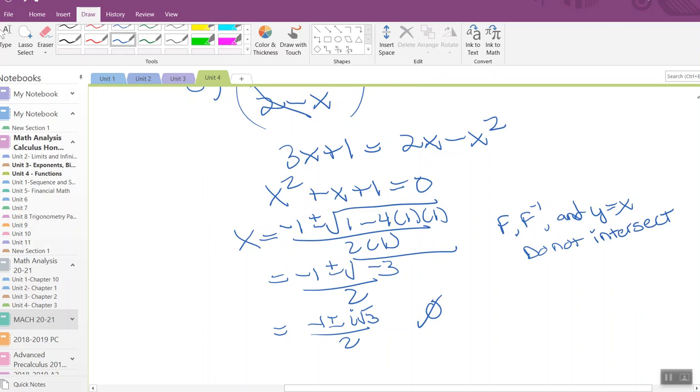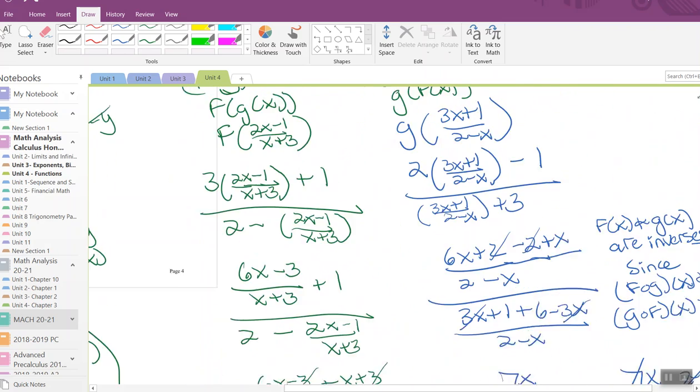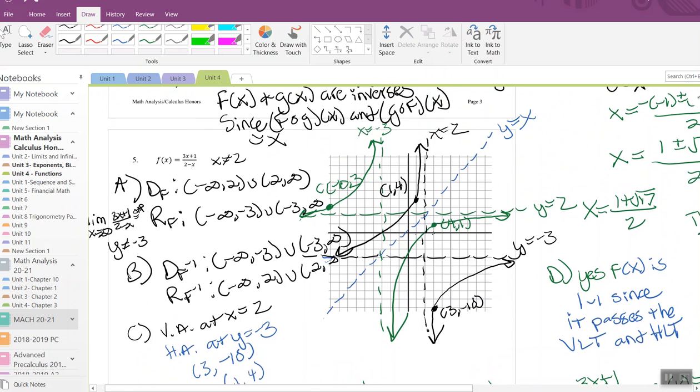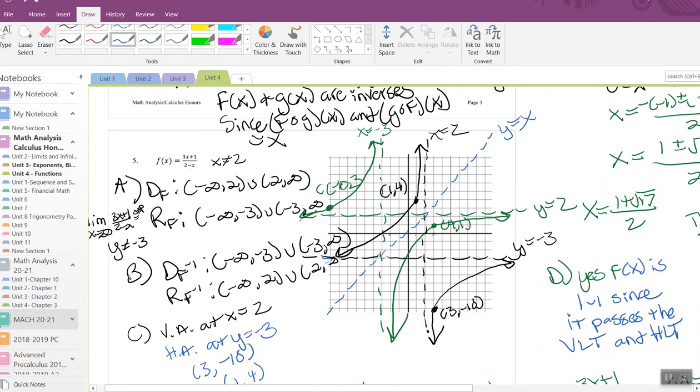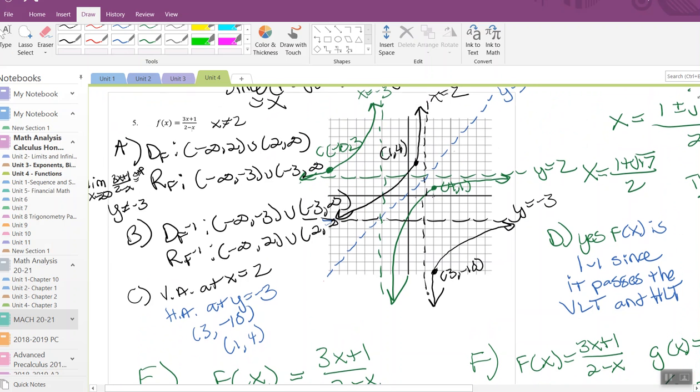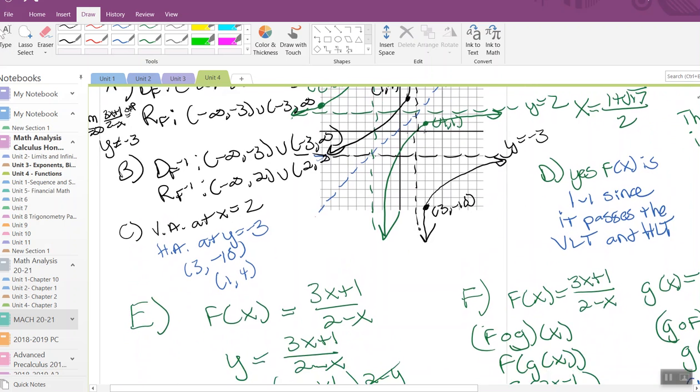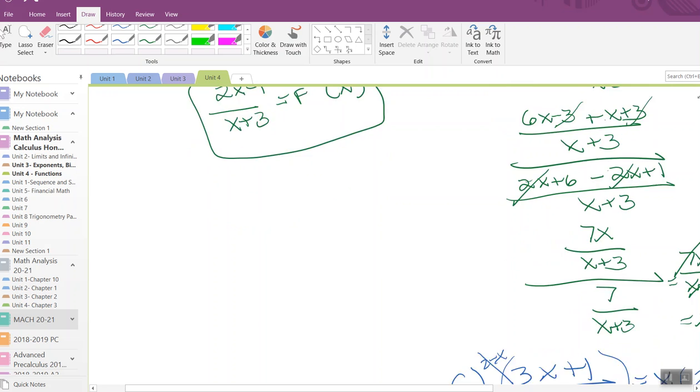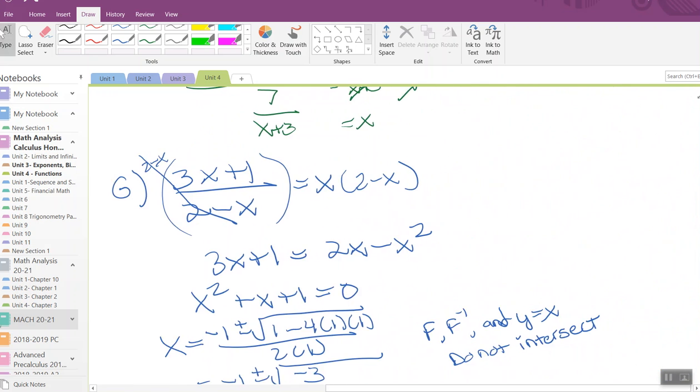You showed that algebraically. You could tell graphically, because if you look at the graph that we created, notice they don't intersect the line y equals x. But we did want to prove it algebraically, but we can check graphically to see that that is correct.